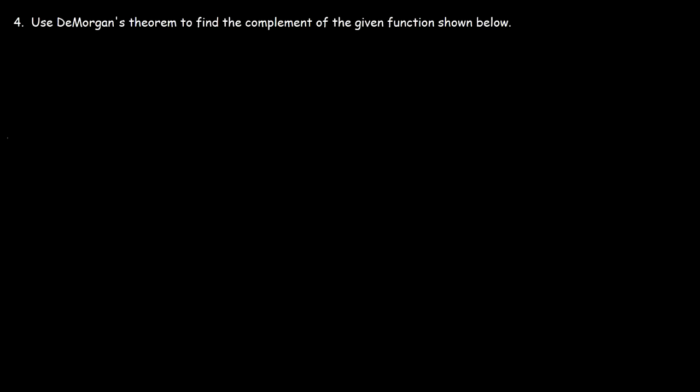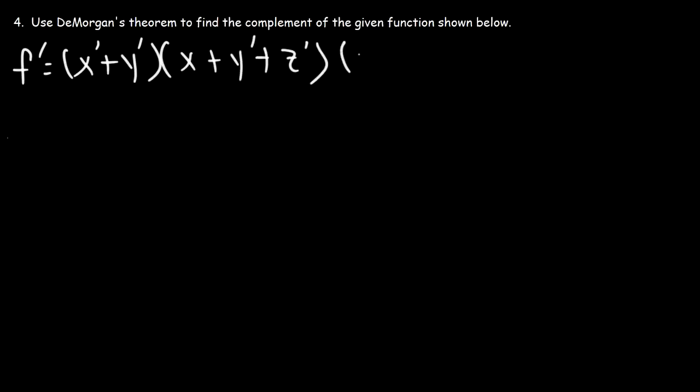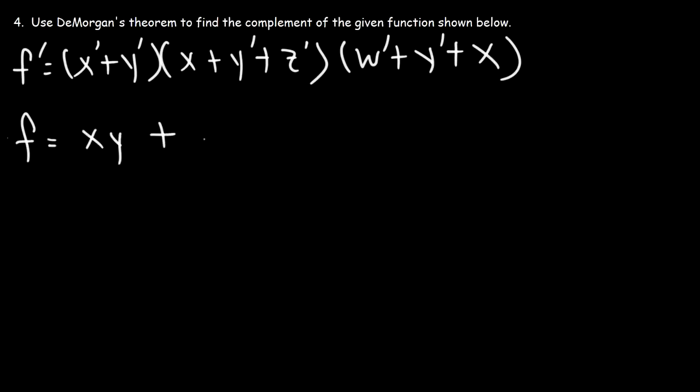Now let's show that our work is correct by going in the reverse order. So we have that f prime is basically x prime plus y prime times x plus y prime plus z prime, and then times w prime plus y prime plus x. So let's use De Morgan's theorem on this expression to get back the original function xy plus x prime yz plus w y x prime.